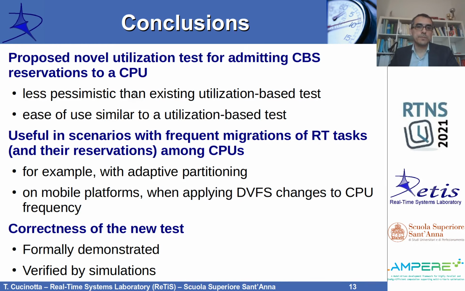In conclusions, we proposed a novel utilization test for admitting CBS reservations to a CPU, which is less pessimistic than existing tests, with the same ease of use. It is useful in scenarios with frequent migrations of real-time tasks among CPUs, for example with adaptive partitioning, and on mobile platforms when applying DVFS changes to CPU frequencies. We demonstrated correctness of the test formally and verified it by simulations.